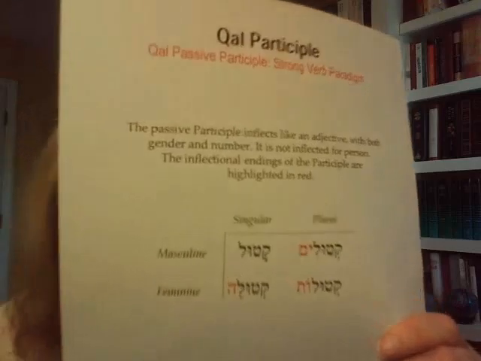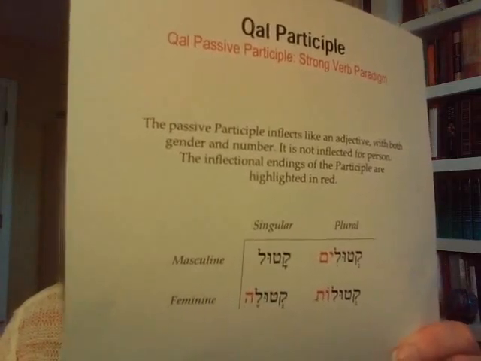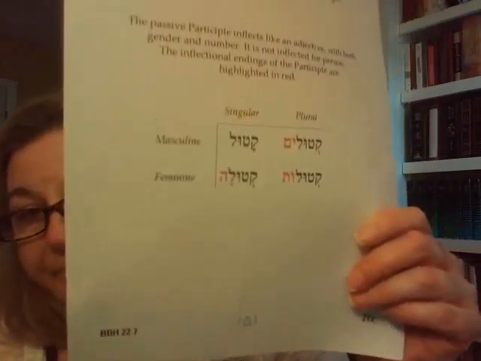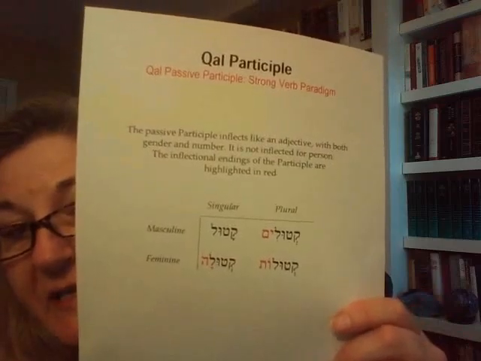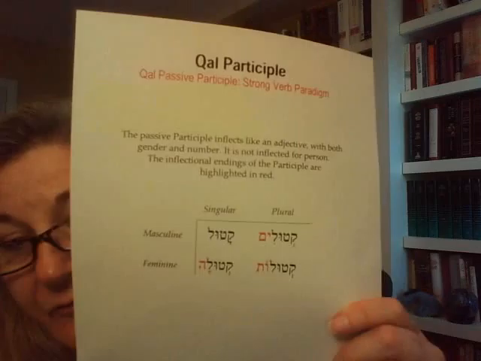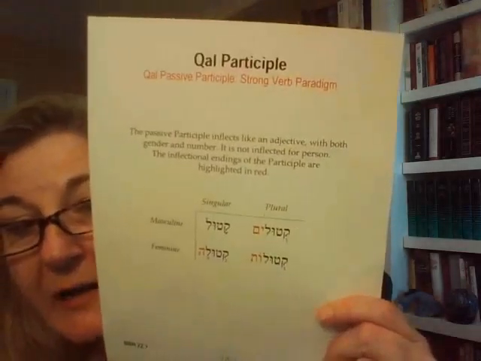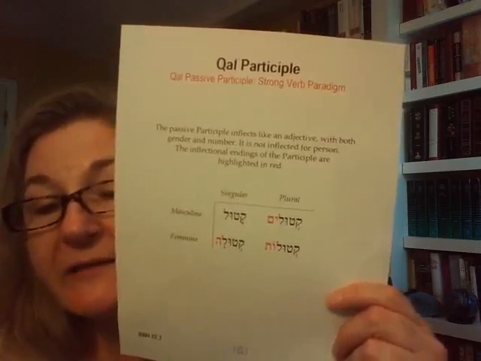And the shureq stem vowel that we have here, this is our diagnostic feature with the qal passive participle. And we'll be talking some more about that. The masculine singular, as you can see, is ending less. And our diagnostic feature, though, for the remaining three forms here, the feminine singular and then the masculine and feminine plural, the diagnostic is going to be the presence of the shureq stem vowel.